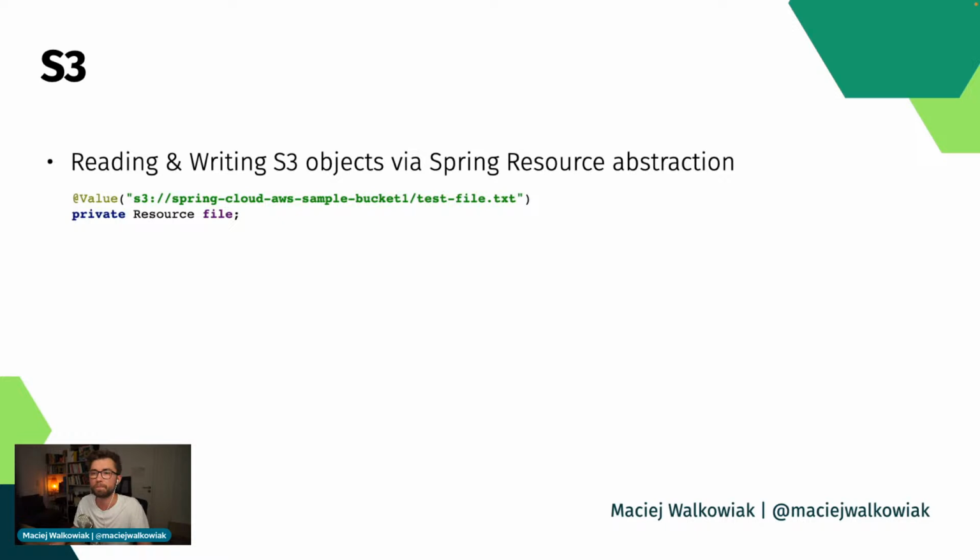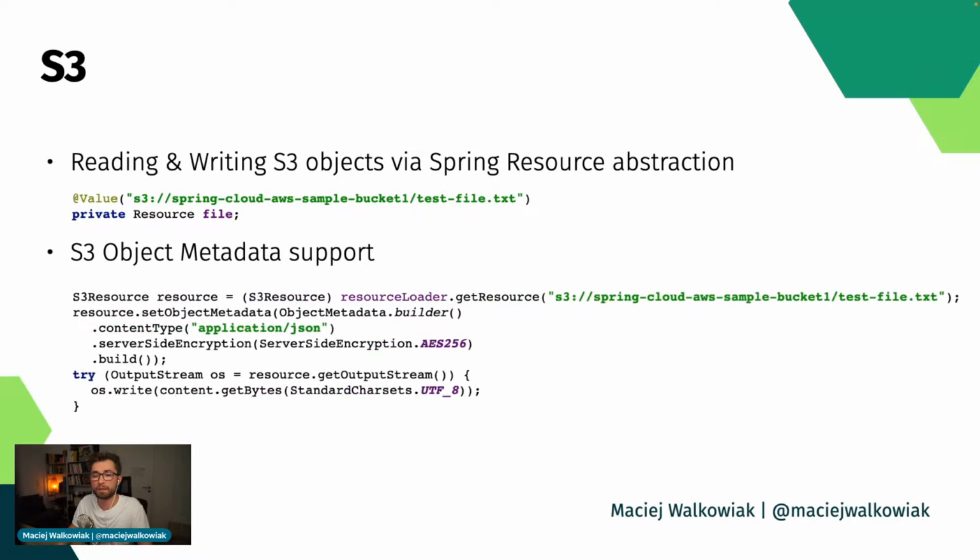In version 3.0, we've added very highly demanded support for S3 object metadata. So now whenever you upload a file to S3, you can set the object metadata through, I think, a very convenient API where you just have auto-completion. You don't have to guess the strings and so on.